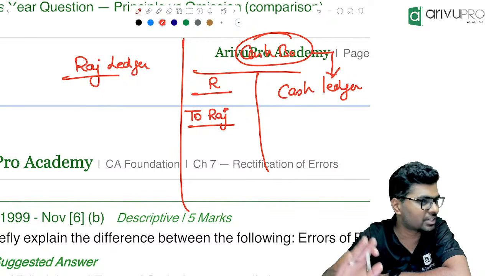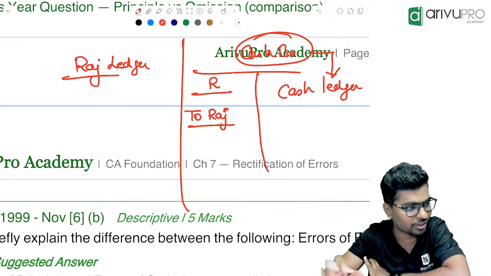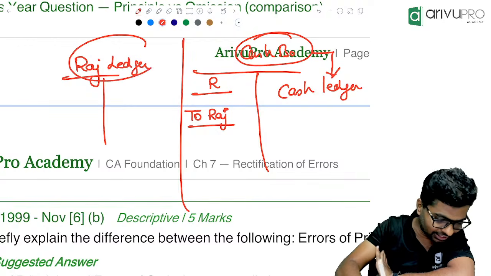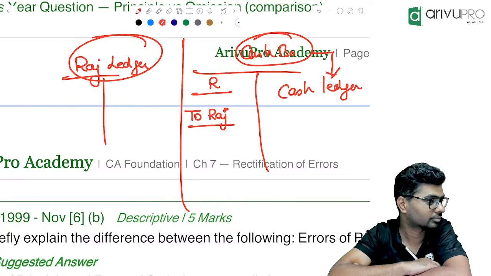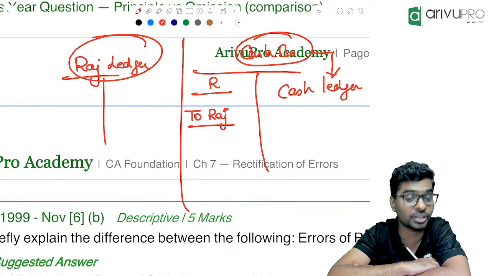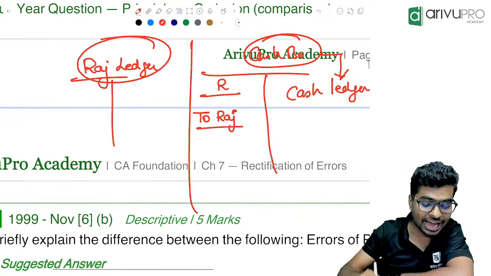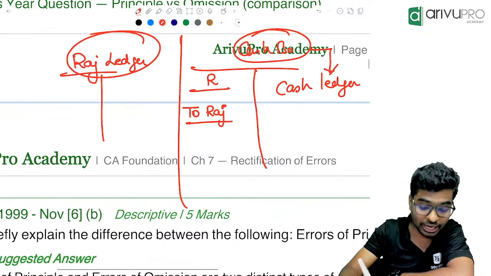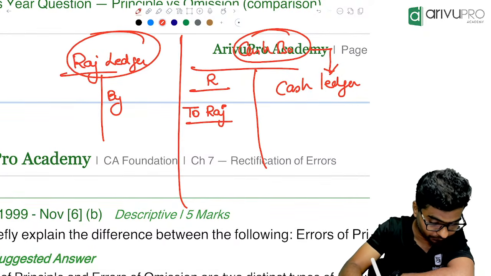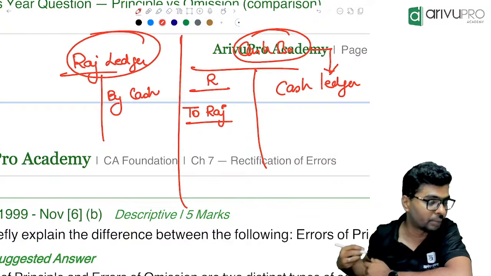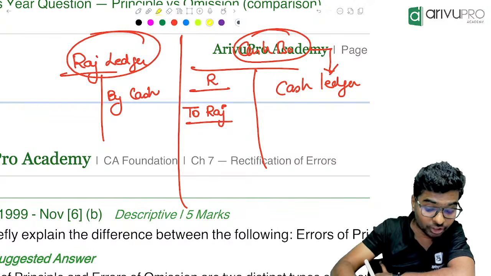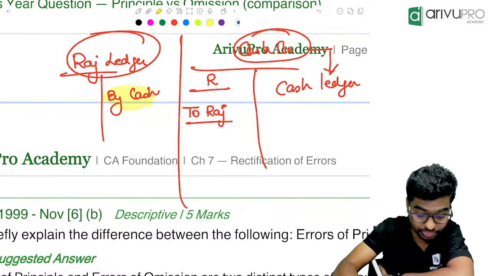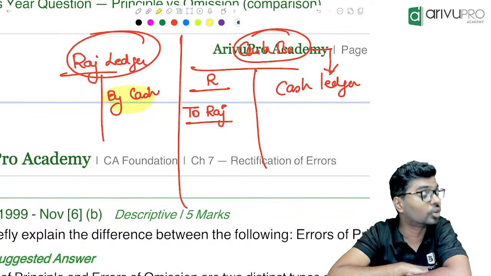Now, like the previous question, we did the cash book, but I forgot to write in, because we do one after the other. So I forgot to write in whose book? So in Raj's ledger, now look into it. I should have written it as what? By cash. Now I have to rectify this because he forgot to write this.